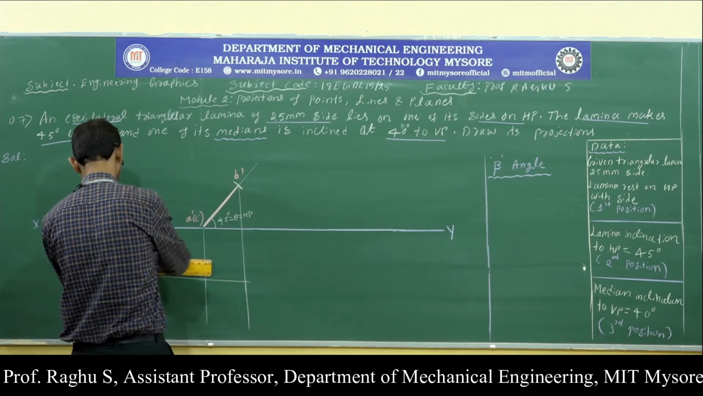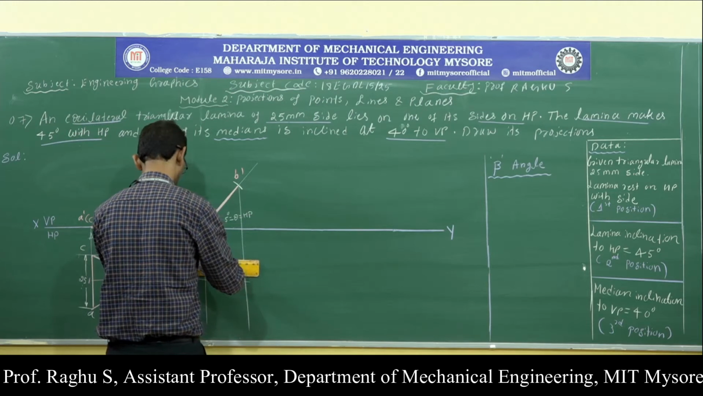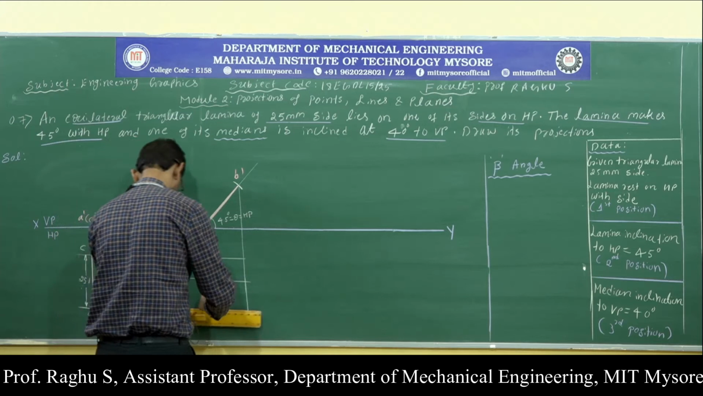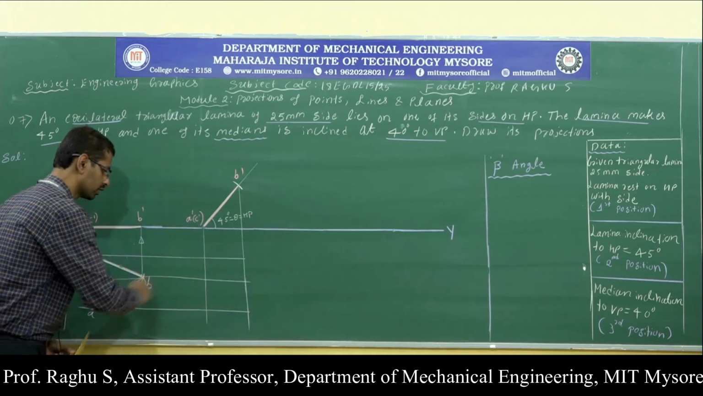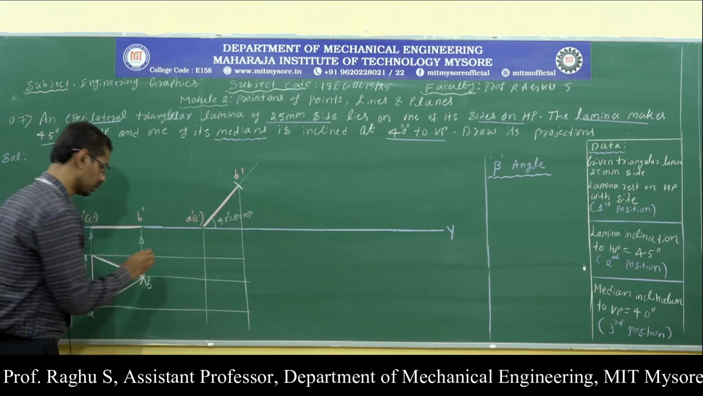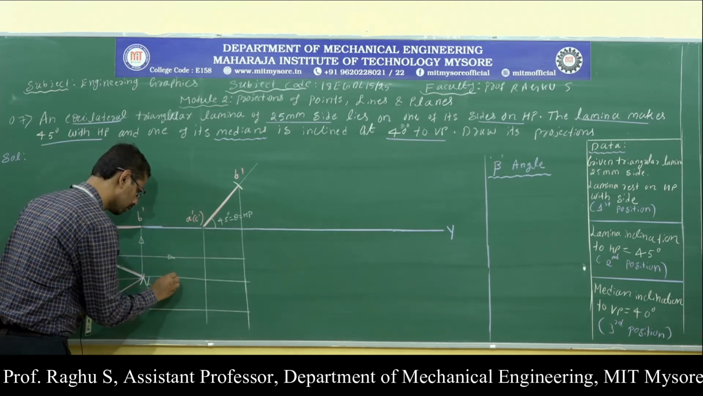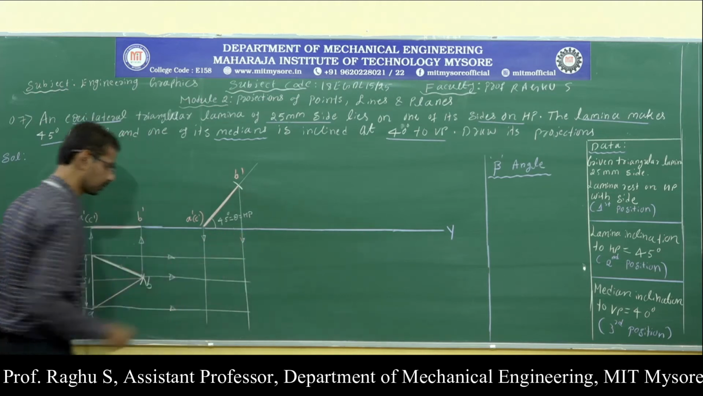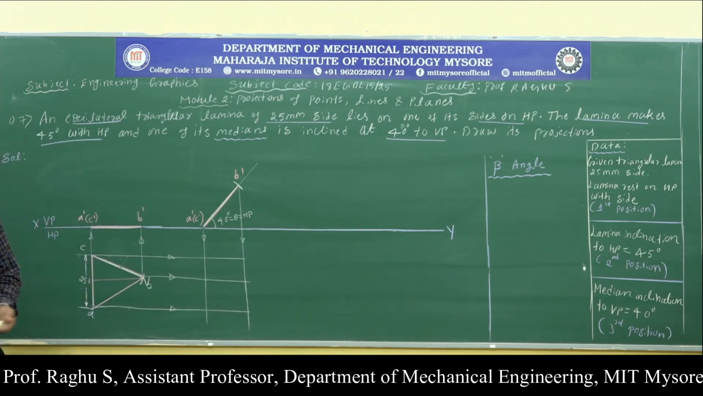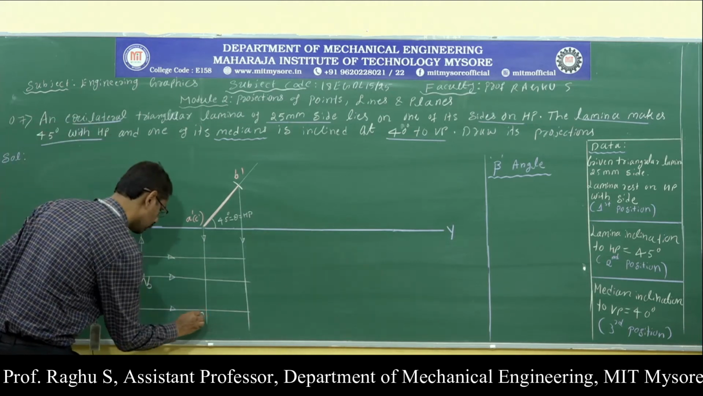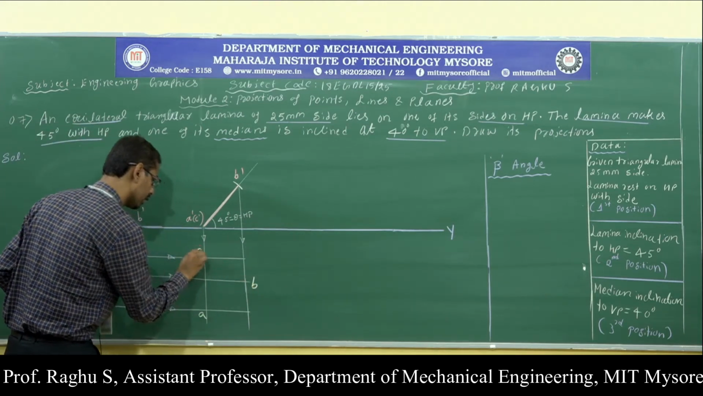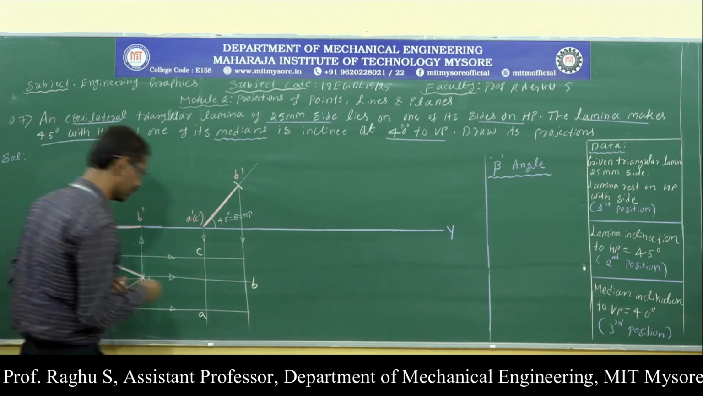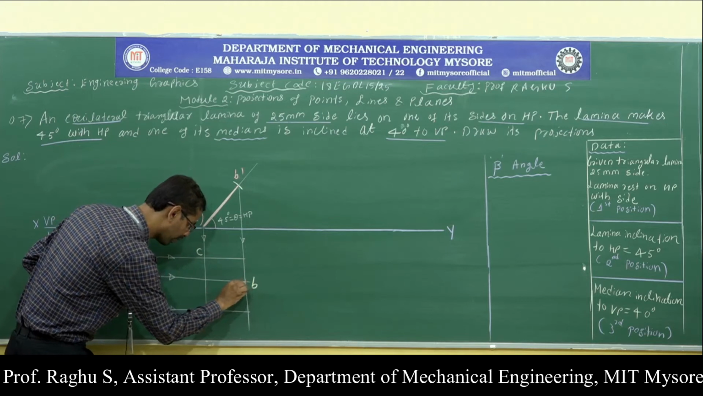Draw horizontal projections and vertical downward projections. You can indicate the arrows. Right. Next, do the naming A, B and C. Next, connect all the points.